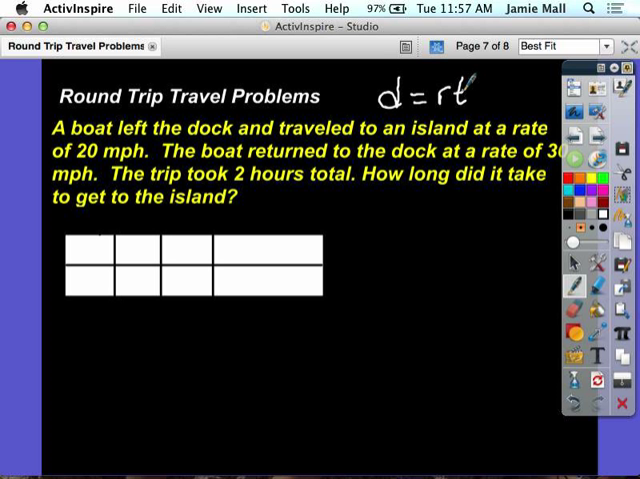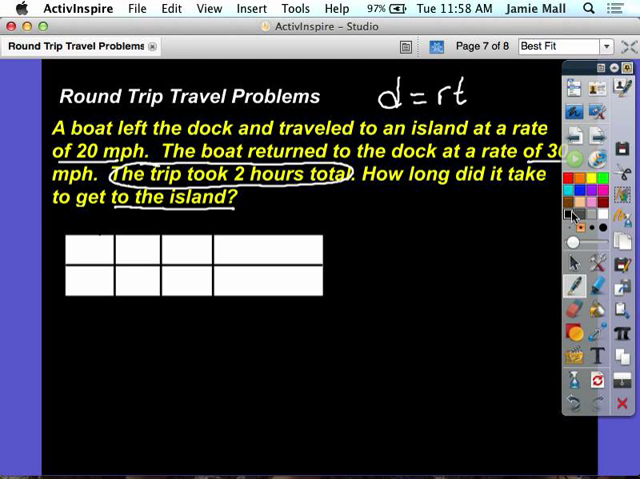So let's get started. A boat left the dock and traveled to an island at a rate of 20 miles per hour. The boat returned to the dock at a rate of 30 miles per hour. The total trip took 2 hours. How long did it take to get to the island?